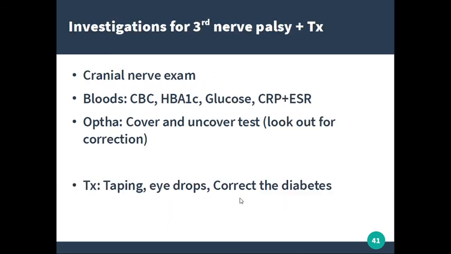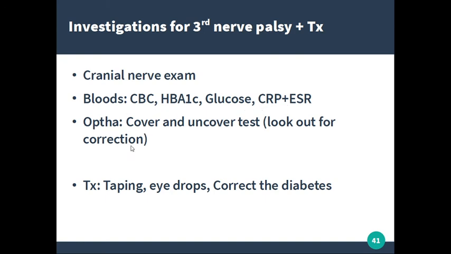So how are we going to investigate this third nerve palsy? Okay? We're going to conduct a cranial nerve exam specifically focusing on the eyes. We can take bloods, including a CBC and HbA1c, which gives us a good picture of the diabetic control over the couple of months. We can take an OGTT, a glucose, and an inflammatory marker test such as CRP and ESR. C-reactive protein and ESR are markers of inflammation.